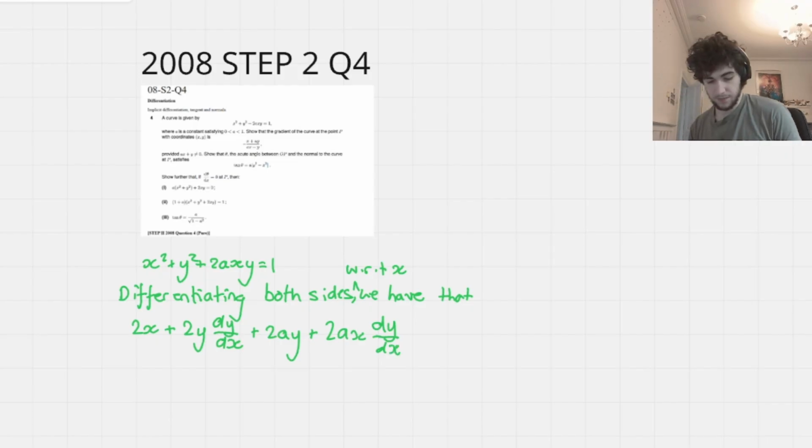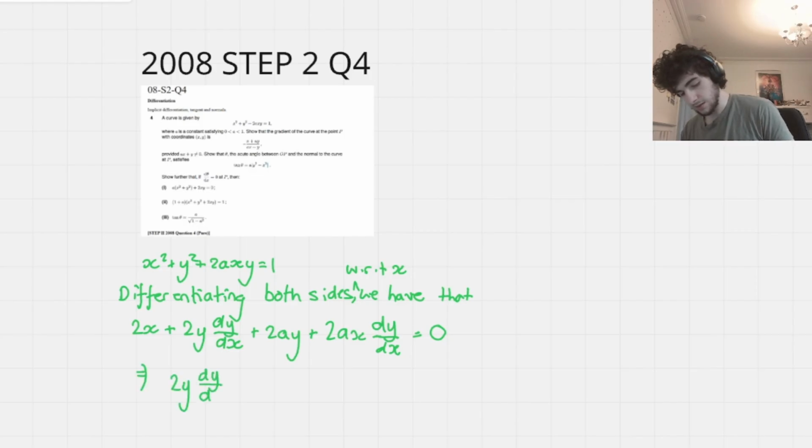That's the entire left-hand side differentiated with respect to x. Then I take the derivative of 1 with respect to x and get 0, because the derivative of a constant is 0. Now we move everything that doesn't have a dy/dx in it to the other side. So 2y dy/dx add 2ax dy/dx equals minus 2x minus 2ay.